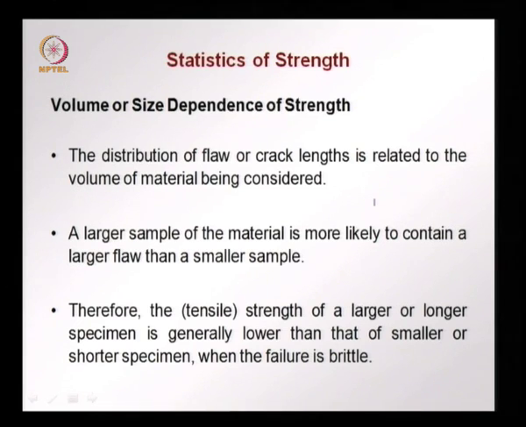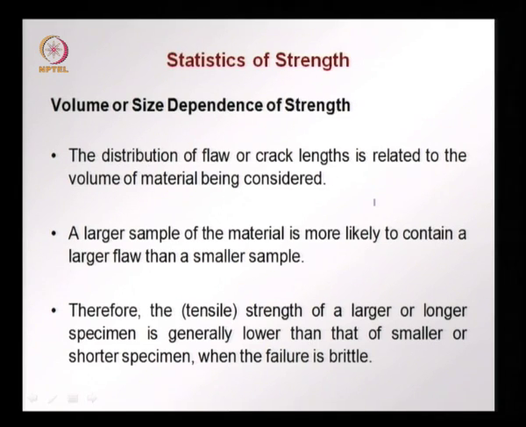We also see that the volume of the specimen will dictate how failure occurs, because the occurrence of large flaws will vary depending on the size of the specimen. So, the distribution of flaws and crack lengths are related to the volume of the material being considered. A large specimen or large sample of the material is more likely to have a larger flaw than a smaller one. This is very important. A larger specimen has a higher probability of having a large flaw, preferably oriented, than a small specimen.